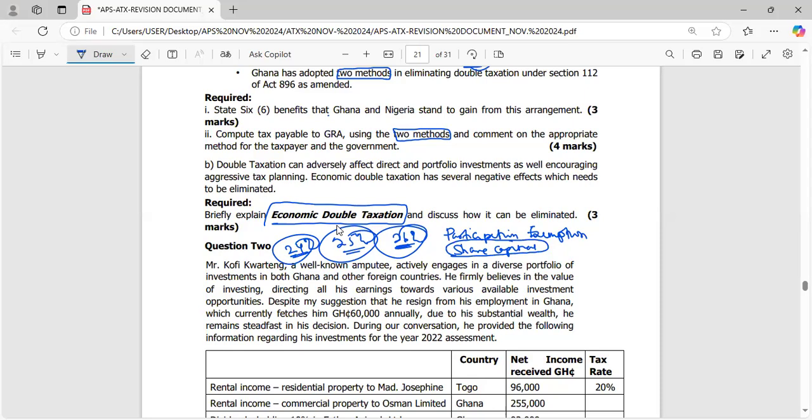So Section 27, subsection 3 of the Free Zone Act 504. We know that the dividends free zone companies pay to shareholders are exempt from withholding tax. Dividends that shareholders of free zone companies receive are not taxed. The 8% withholding tax is not applicable. So in Ghana, those are the two ways that you can use to eliminate economic double taxation.